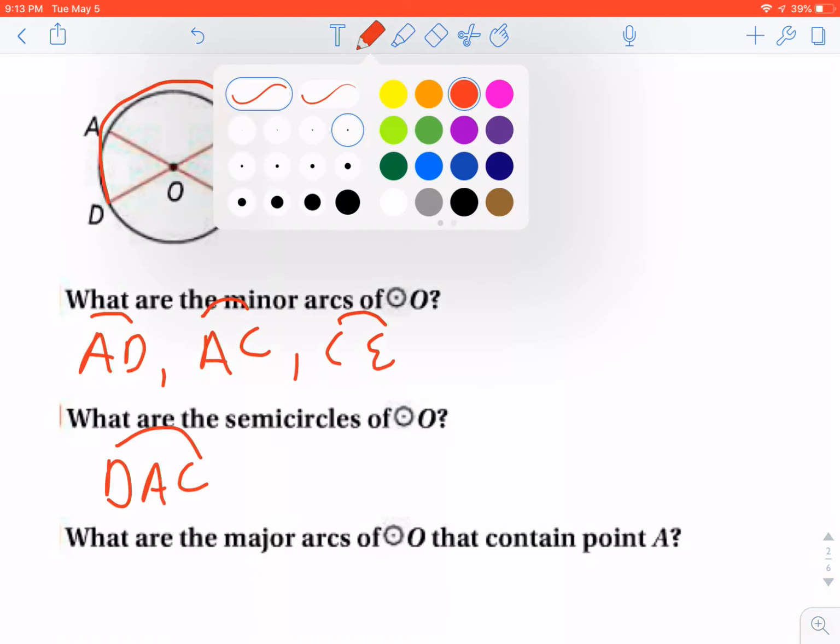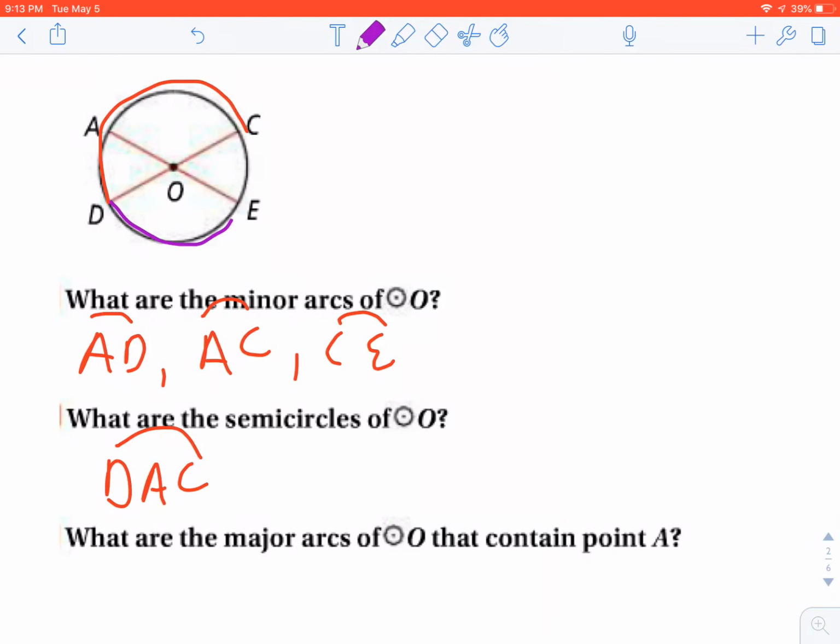Or if you wanted to name this semicircle down here, that would be DEC. Starting at D to E to C would be another one. You could use EDA. I'm trying to find some unique ones here. You could say CED. You could say ACE. All of those would be acceptable answers for a semicircle.